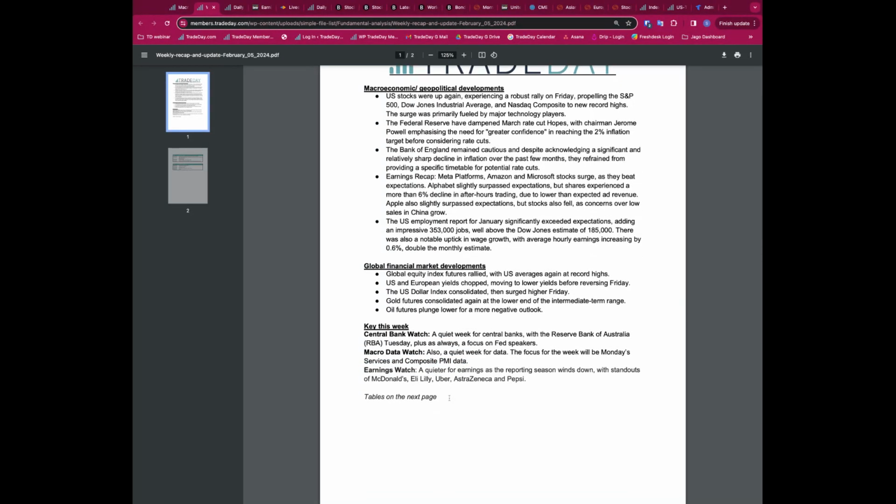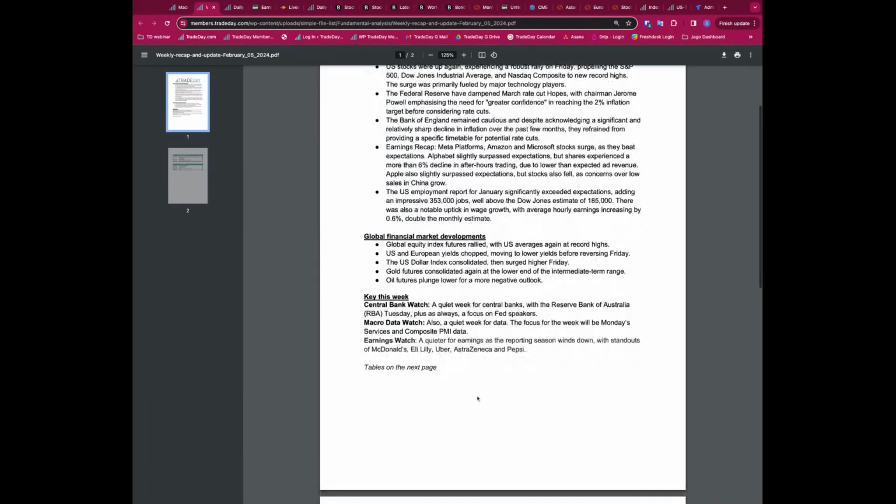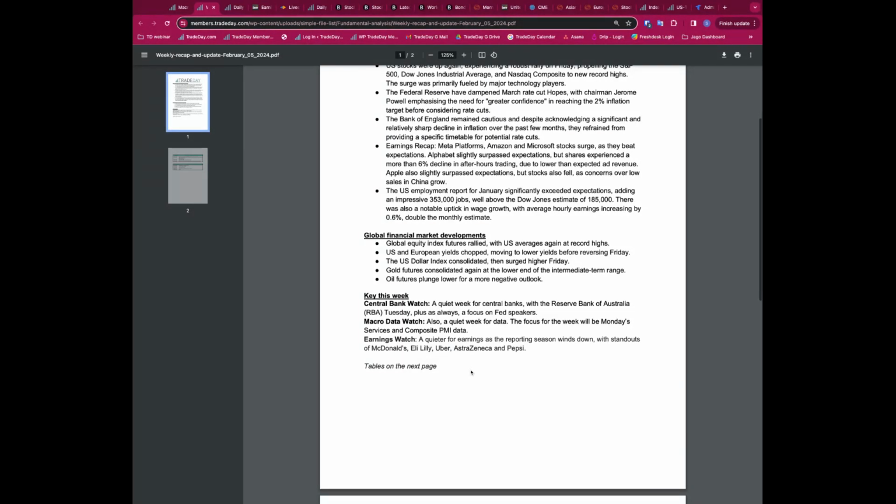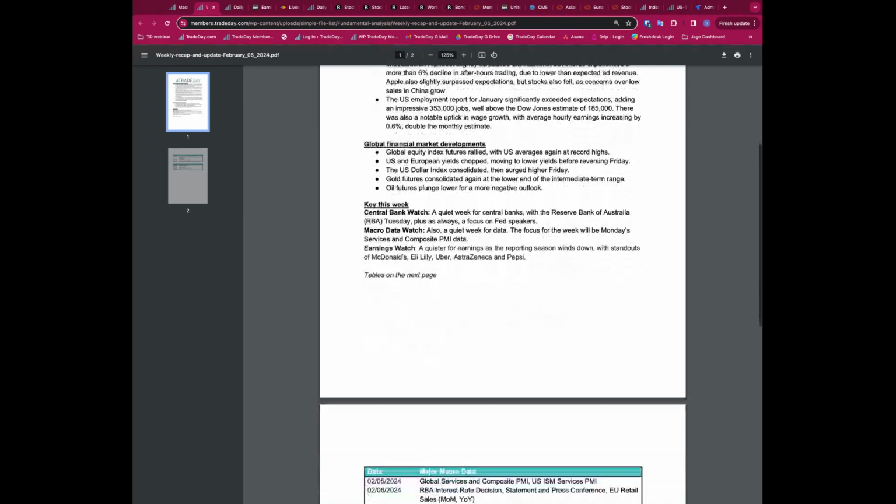And most of the big companies are reported now. We still do have a series. We're halfway through reporting season. All of the big tech is done and out the way, and the Magnificent Seven have all reported, so they clearly are the big drivers of the major indices. We do get some of the standouts this week: McDonald's, Eli Lilly, Uber, AstraZeneca, and Pepsi.